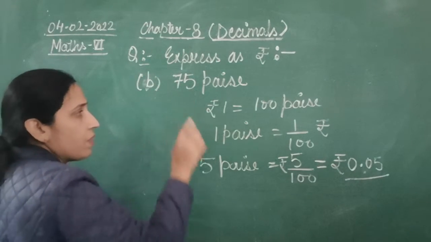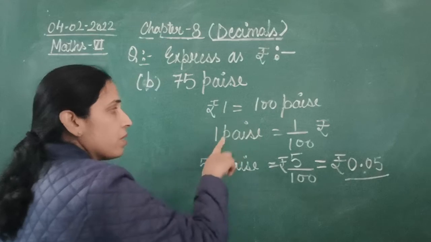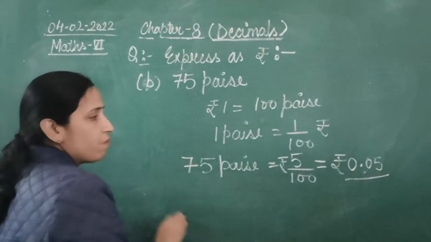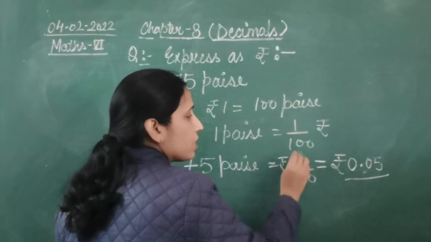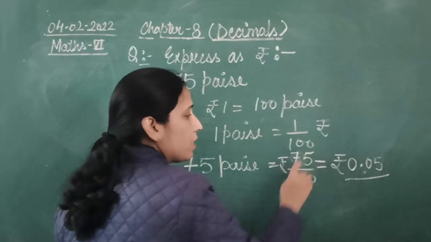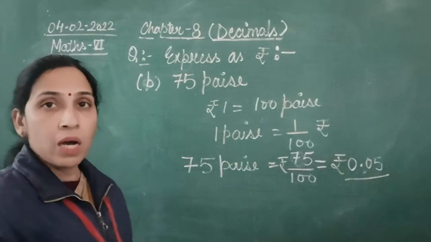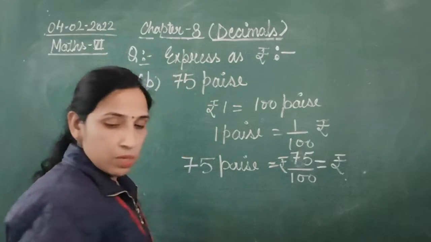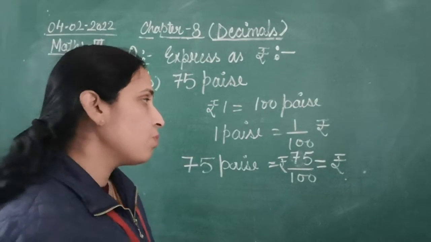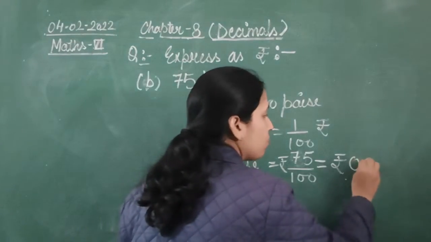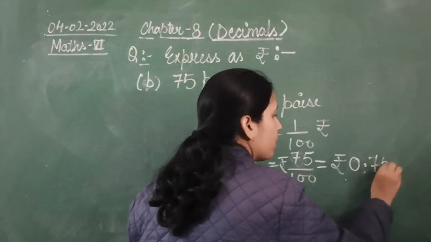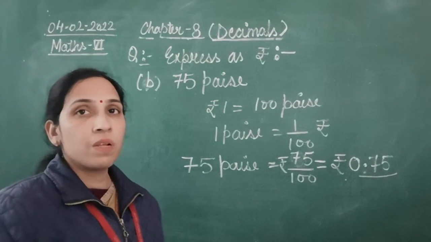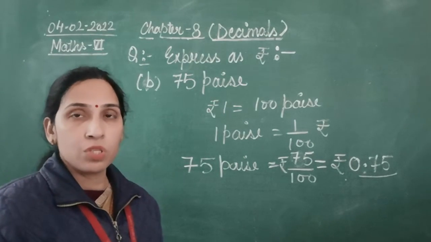So here 75 paise, rupee 1 is equal to 100 paise. 1 paise is equal to 1 by 100 of a rupee. So for 75 paise, what we are going to do? 75 will be divided by 100. What will be your answer here now? If we divide by 100, you will be getting 2 decimal places. This will become rupee 0.75. So this will be your answer to this conversion.